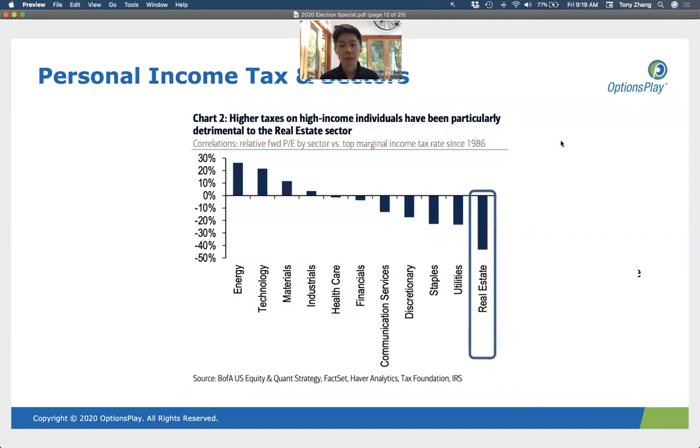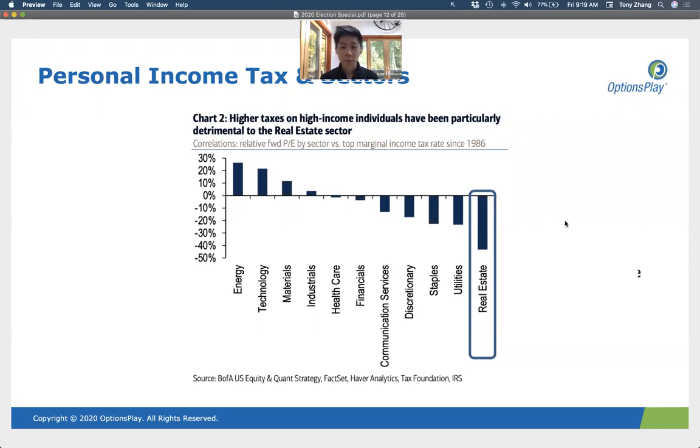This is one of the concerns that investors have with Biden's tax plan. And we will look at individual taxes. So Biden is suggesting that anyone above 400K a year will have higher payroll taxes. And this is really where the real estate sector is the one sector that has underperformed by significant margin under higher income tax brackets for individuals.